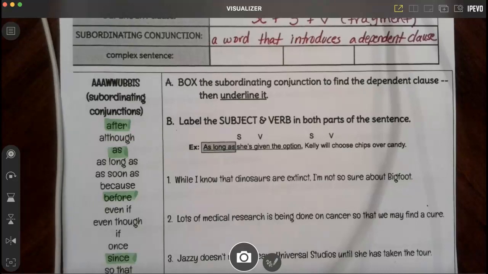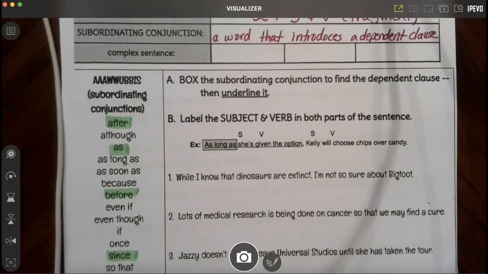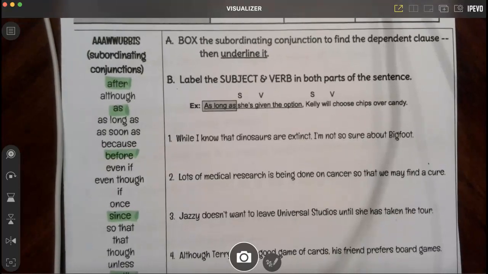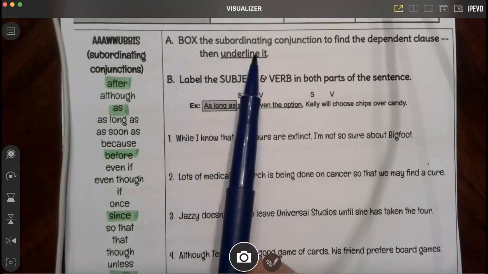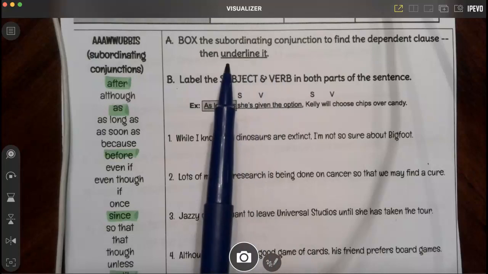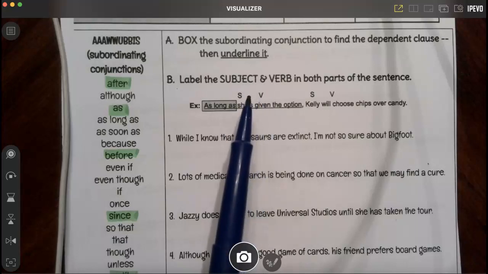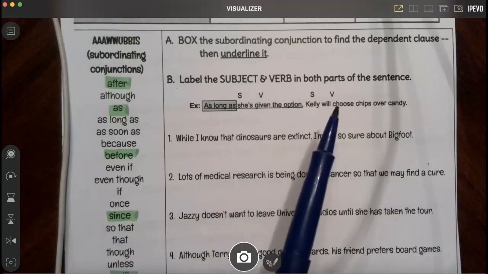The second part of this task is going to be labeling sentences. So we're going to go through and do several examples together, and then you're going to complete this on your own, trying it. So the directions tell us to start by boxing the subordinating conjunction to find the dependent clause. And then when we find that dependent clause, we underline it. And then label the subject and the verb in the dependent clause as well as the independent clause.